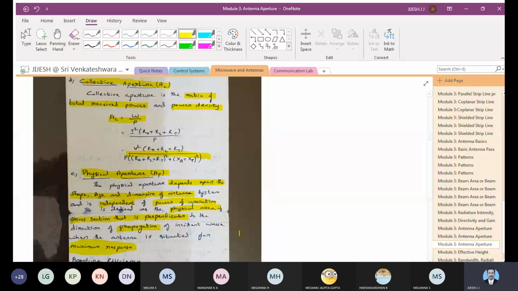So these are the five classifications of aperture we have seen from the beginning. We have seen effective aperture, scattering aperture, loss aperture, collective aperture, and also completed physical aperture. It is called AP.